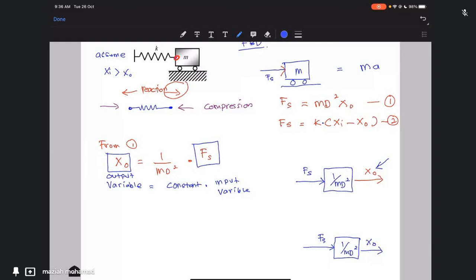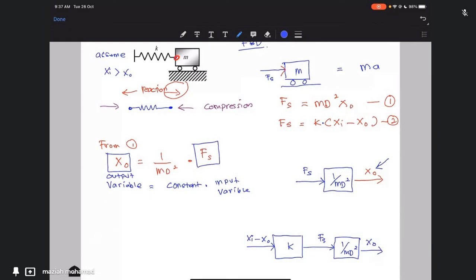So again, we're going to draw a block with an input arrow to it. Fs equals K, so K will be in the block because K is a constant, while xi minus x naught is a variable. So the input will be xi minus x naught.